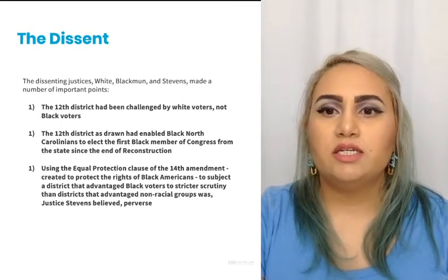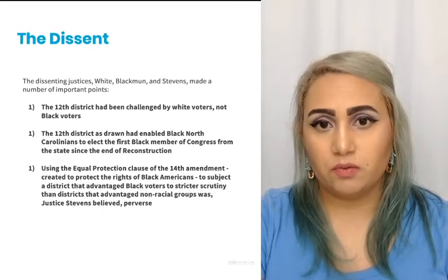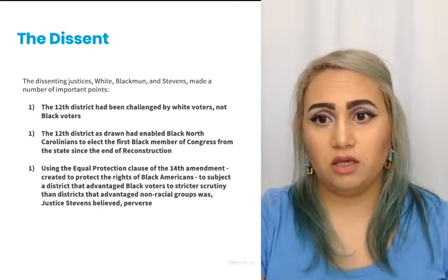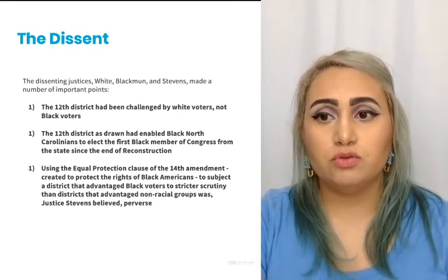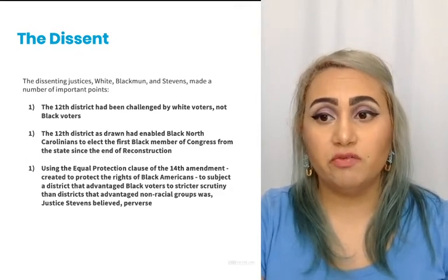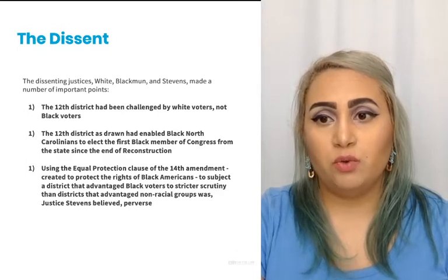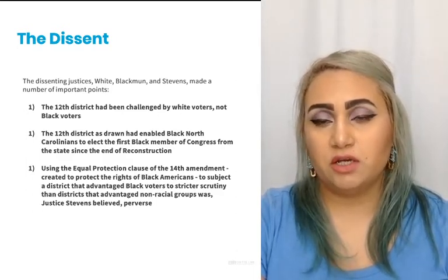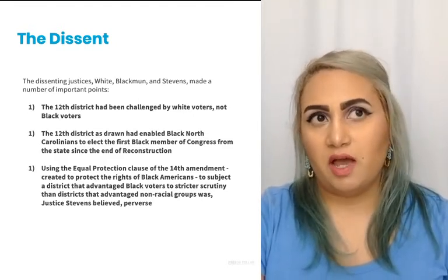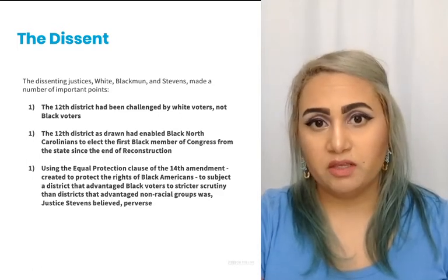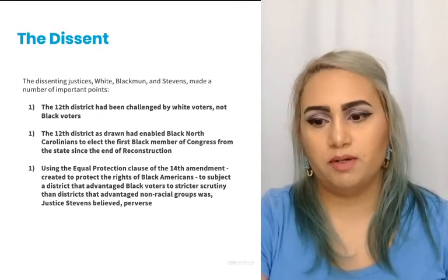Congress. And Justice Stevens, in particular, felt that using the Equal Protection Clause of the 14th Amendment, so this is an amendment that was created to protect the rights of Black Americans, so using that clause to subject a district that advantaged Black voters to stricter scrutiny than districts that advantaged non-racial groups was perverse. So basically using the Equal Protection Clause to say we are going to examine this district that advantages Black voters really strictly in the way we wouldn't examine a district that, say, advantages a particular party, that gets stricter scrutiny. So Justice Stevens believed that that was sort of a perversion of the 14th Amendment.